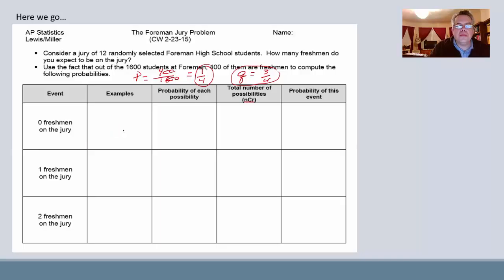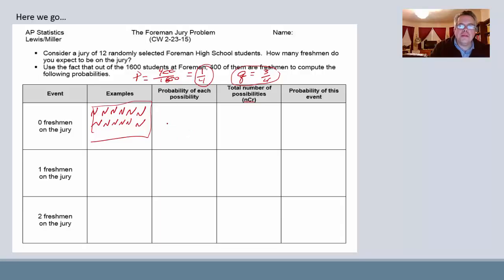The first thing we want to consider is the probability of getting no freshmen. For example, I just mean show me one way this could happen. I'm going to use F for freshman and N for not a freshman. In this case it's kind of easy. We have 12 people in our jury box, and all of them are not freshmen. So that's one example right there. In fact, that's the only way it can happen.